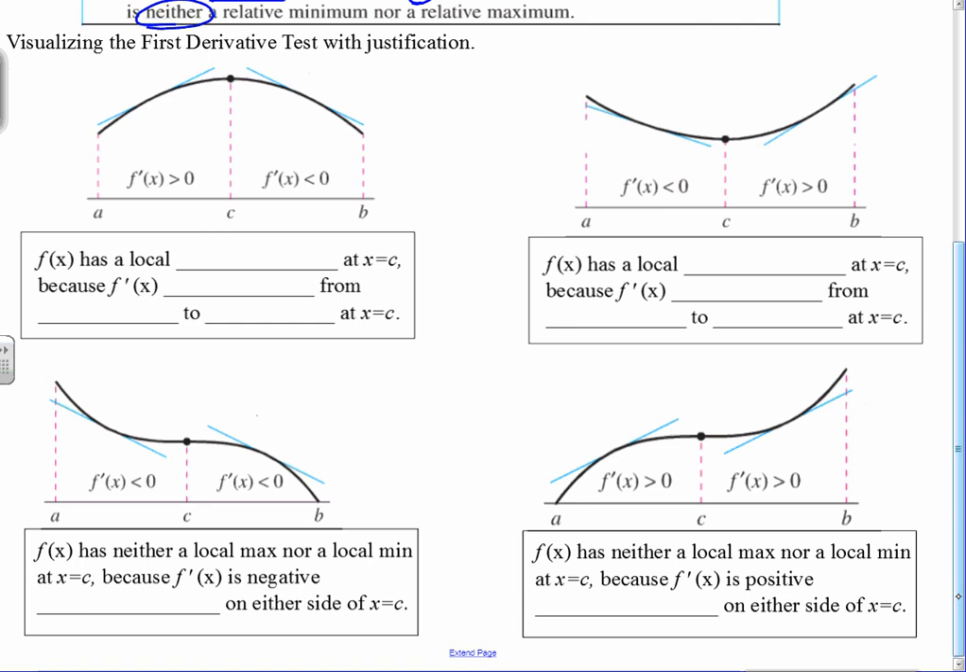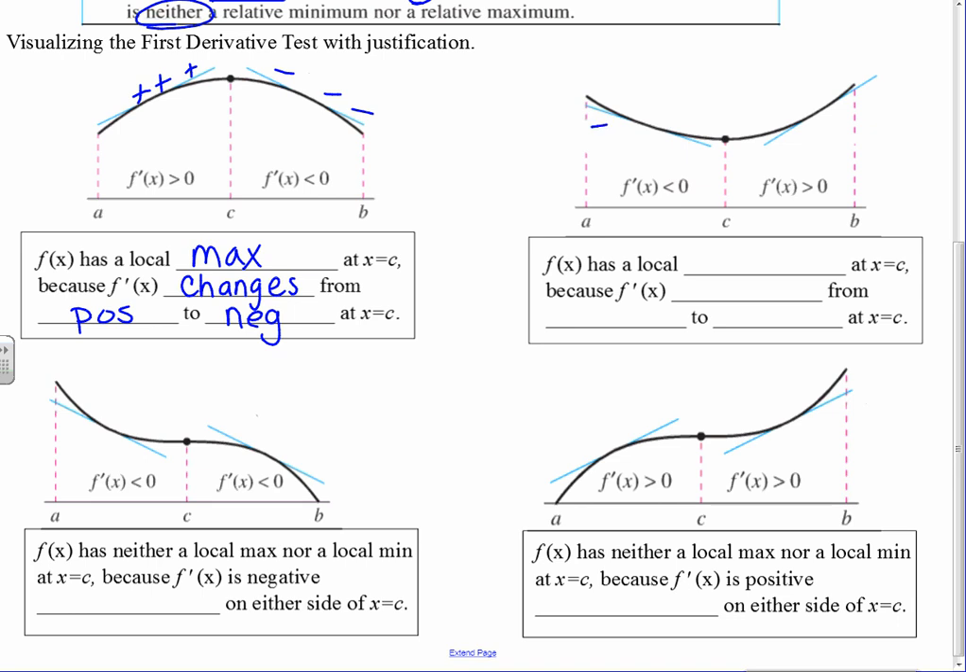So, visualizing the first derivative test, and I'm going to show you justification with this. Here we have a curve, and on the right side I have positive slopes, and on the left side we have these negative slopes. Well, then I'm going up and down. f of x has a local max at x equals c because the first derivative changes from positive slopes to negative slopes at x equals c. The picture really does show it, doesn't it?